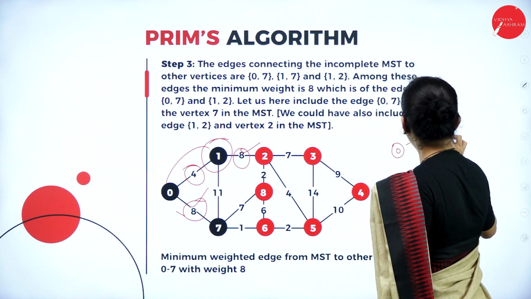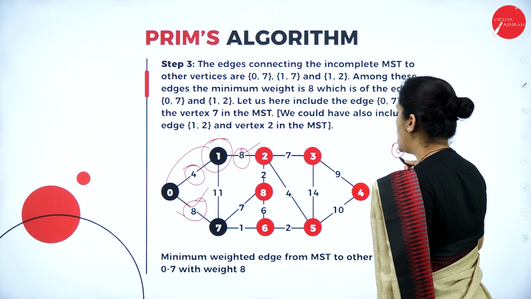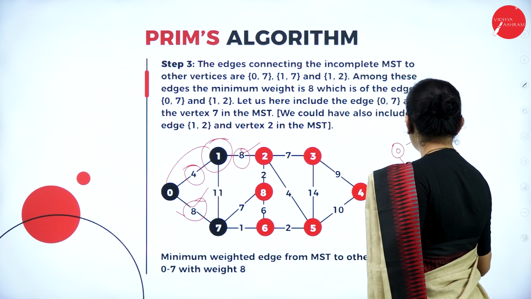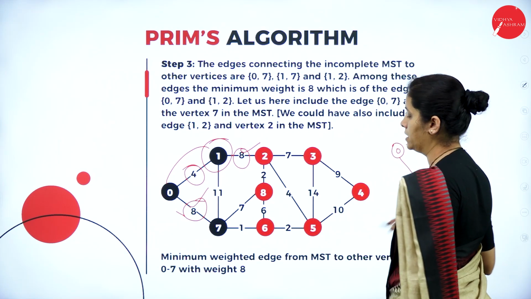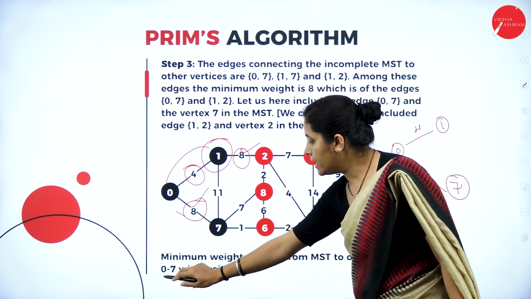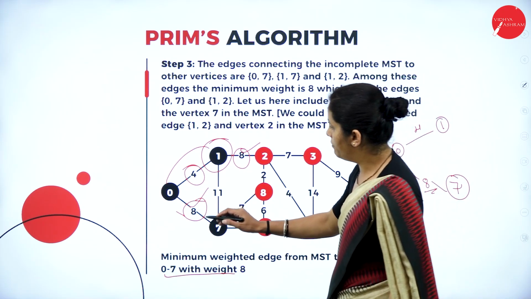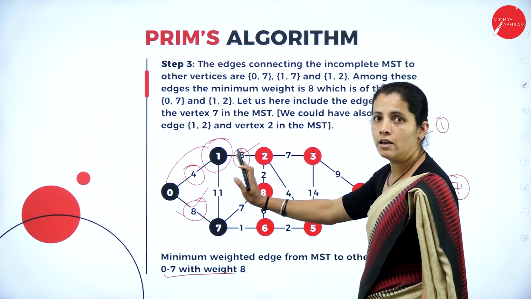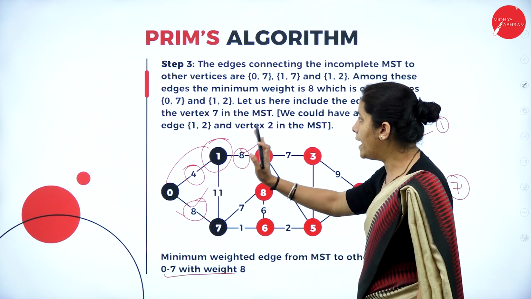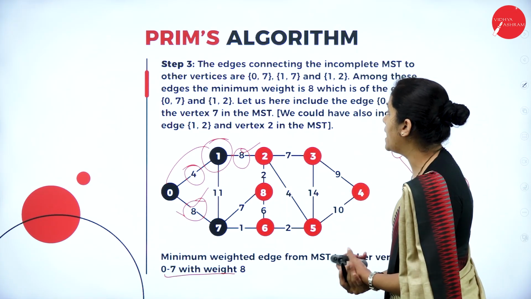0 to 1 is over with the weight 4. 0 to 7 with the weight 8. So how will I select 0 to 7 with the weight 8? Okay, fine, so this much is done. Now for the remaining, I want to find the minimum spanning tree. Now I want to construct the minimum spanning tree.